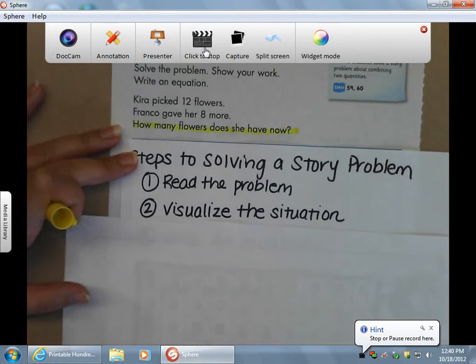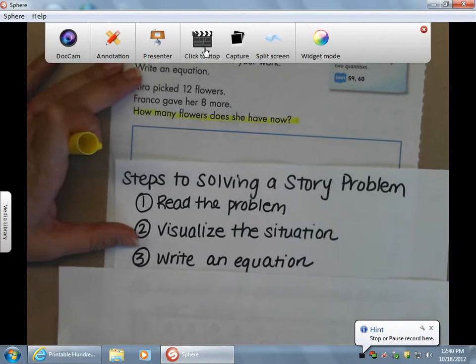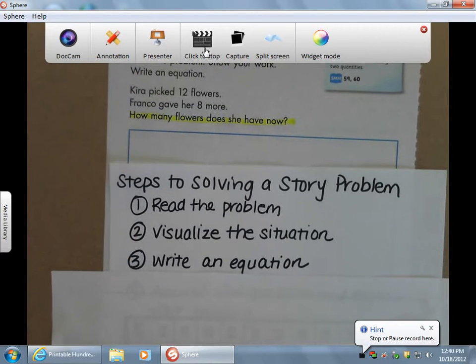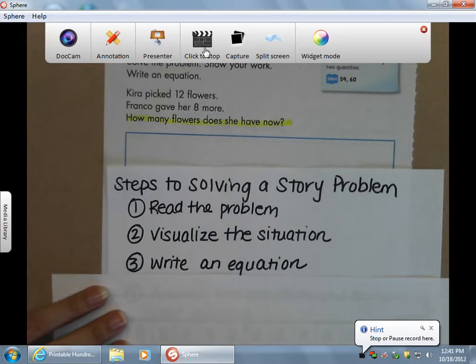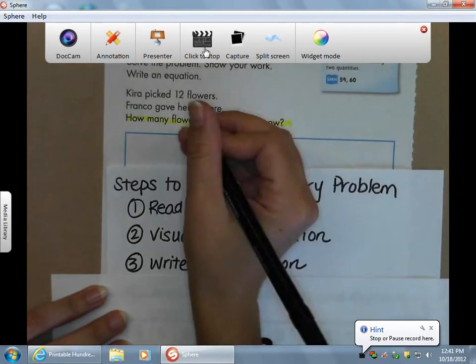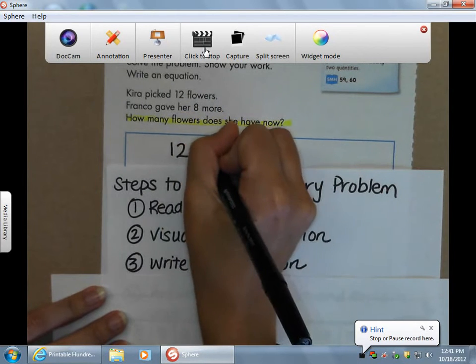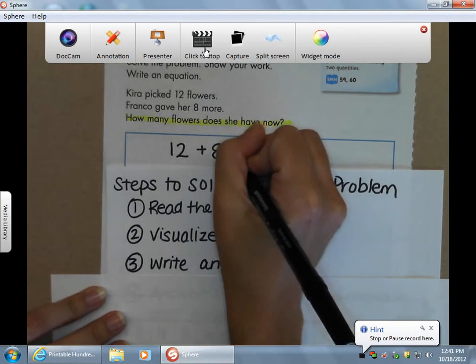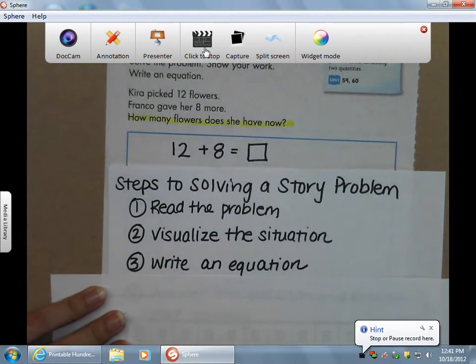Okay, so what I need to do next, the third step, is write an equation. So I'm going to use this box below, and I'm going to write the equation to solve the problem. Now I don't know what the answer is, so I'm not going to put the answer there. Even though you may know that answer in a snap, don't write it yet, because we always need to explain our thinking. So let me write that equation. The equation is 12 plus 8 equals something. And I don't really know what that something is, so I'm just going to put a box there.